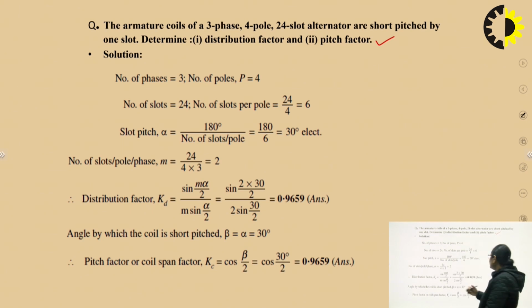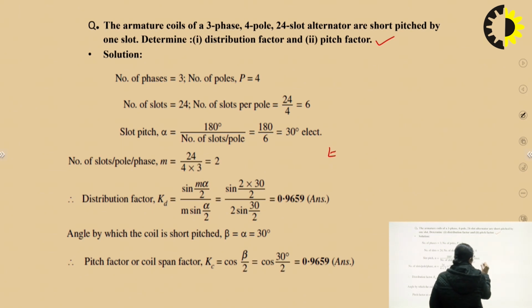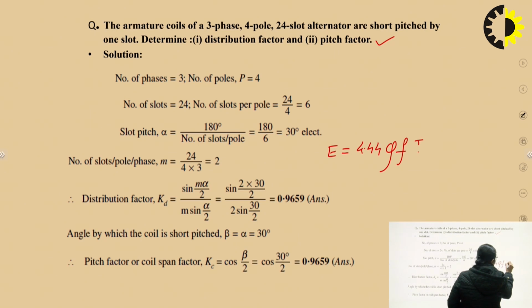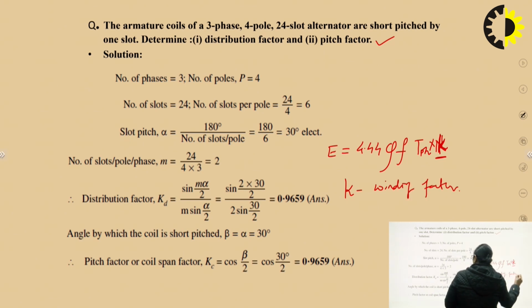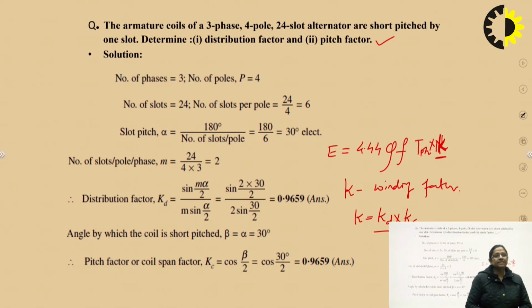You might be remembering the EMF equation of alternator, which is given as E equals 4.44 phi F T_PH K. Here, K is the winding factor. The winding factor is given as multiplication of KD and KC. Here, KD is the distribution factor and KC is the pitch factor or the coil span factor.